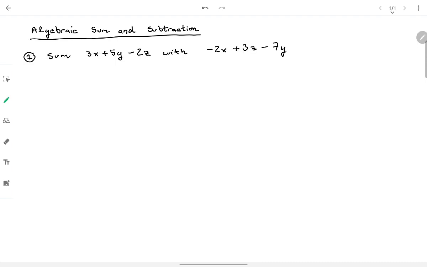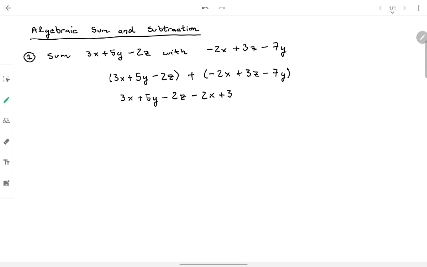So we will have the first example. It says sum 3x plus 5y minus 2z with minus 2x plus 3z minus 7y. So in this case, we can change this to an algebraic expression. We can put it like 3x plus 5y minus 2z plus minus 2x plus 3z minus 7y. And because positive signs don't change anything inside a parenthesis, we can put it without a parenthesis. Something like this.